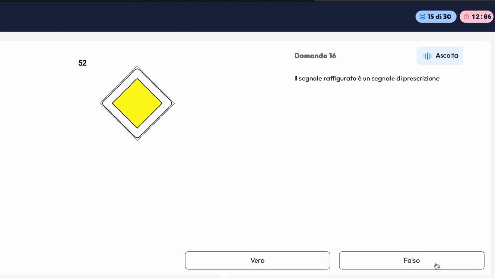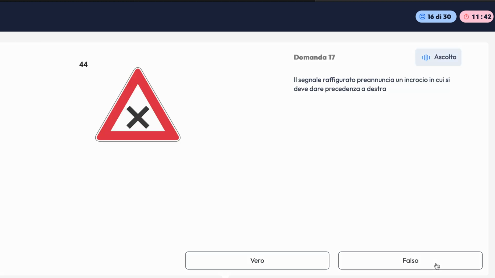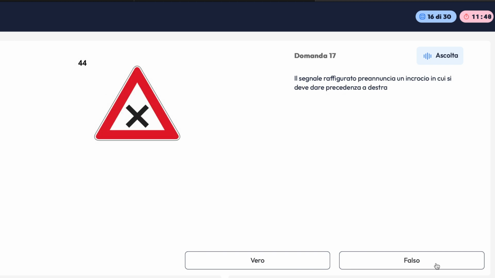Question number 16. Il segnale raffigurato è un segnale di prescrizioni. The question says this is a prescription sign. The answer to this question here is vero. Prescription signs are those signs that actually tell you what to do on the road. And when it comes to this sign here, this sign tells you that you have precedenza on that road you are driving on.